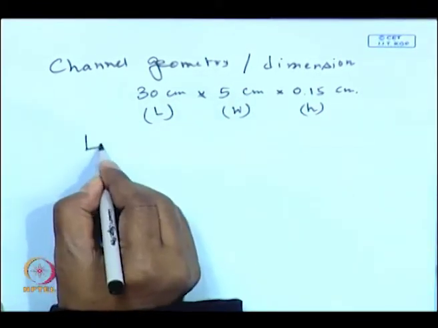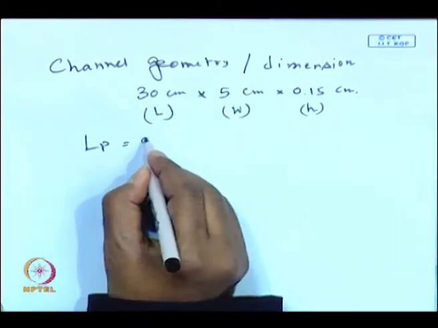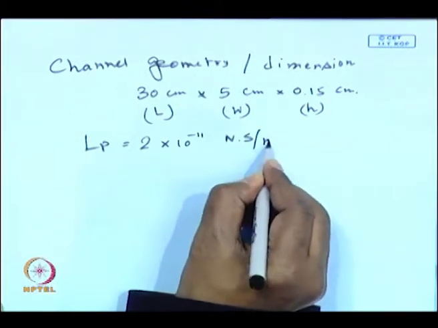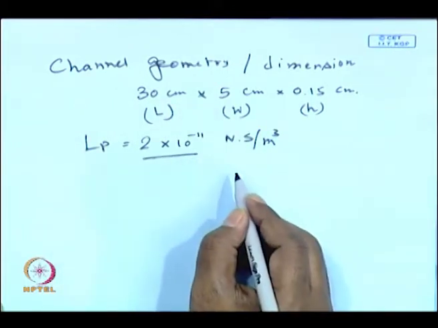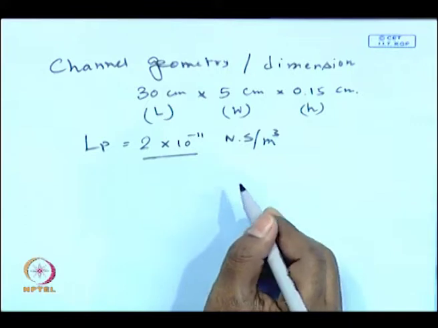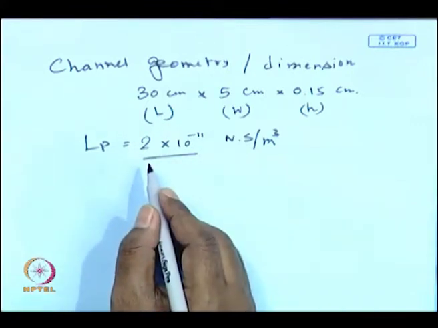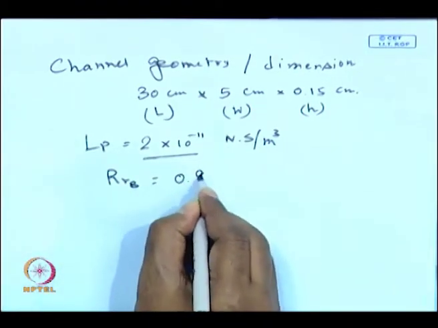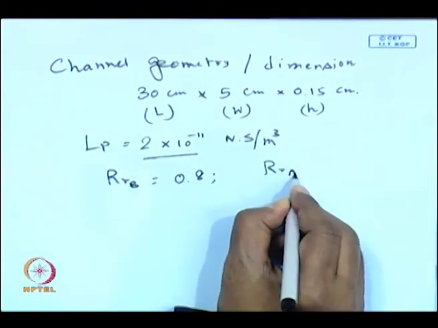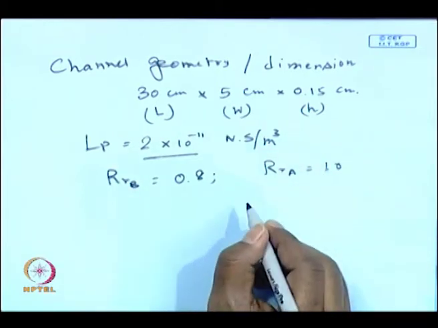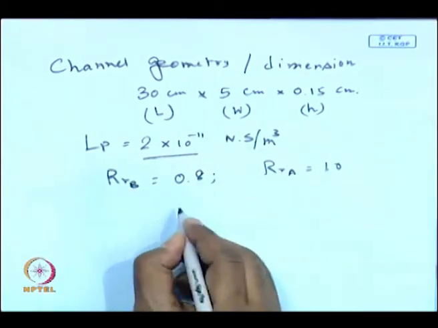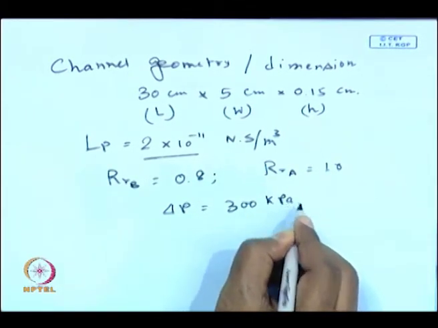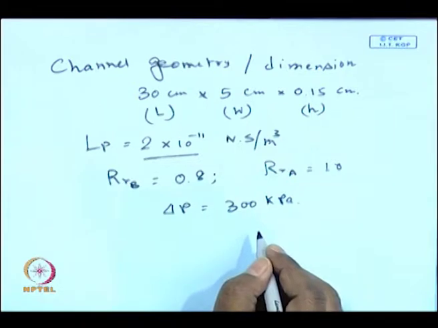The membrane permeability is given, it is 2 into 10 to the power minus 11 Newton second per meter cube. That is the typical order of magnitude of any nanofiltration membrane. The real retention of membrane for solute B is given as 0.8 and that for solute A is equal to 1 because it is completely retained by the membrane. Delta P is given as 300 kilopascal, that is the operating transmembrane pressure drop.